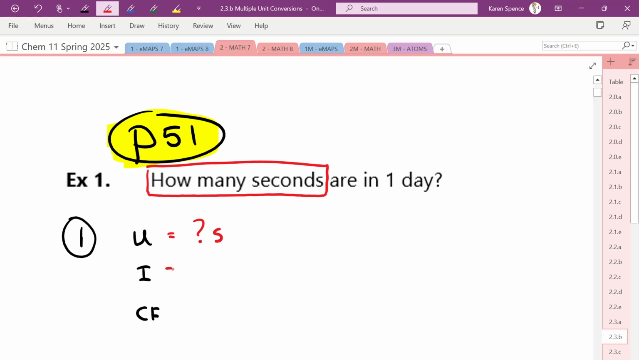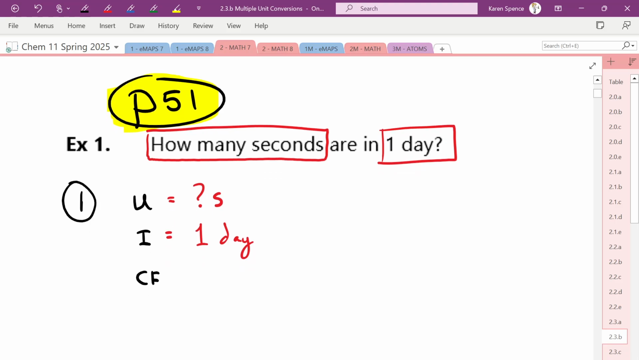Our initial quantity will be given to us in the question, and there's only one thing given in this question. We're given 1 day. And our conversion factors, well, does anybody here know how many seconds there are in 1 day? That's in 1 hour. So you could do the math, but probably not.